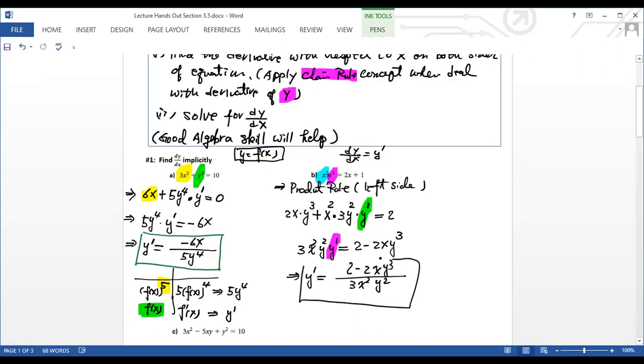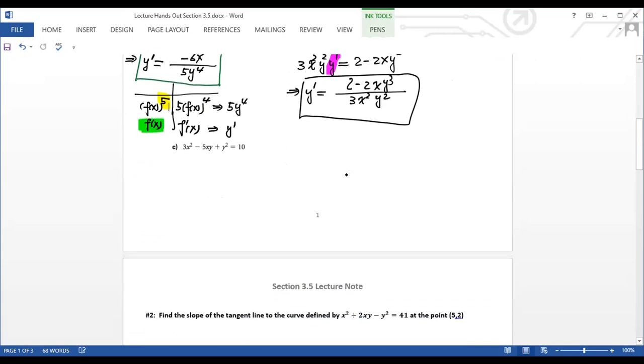All right, so what are the key things to remember? You remember y is a function of x. So every time, by chain rule, you need to take y prime here. Then the first step here is the product rule, because you see the product of two functions here.